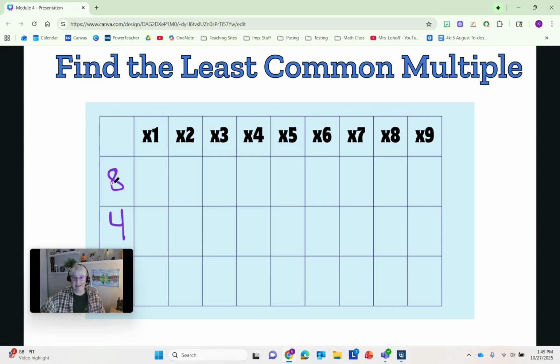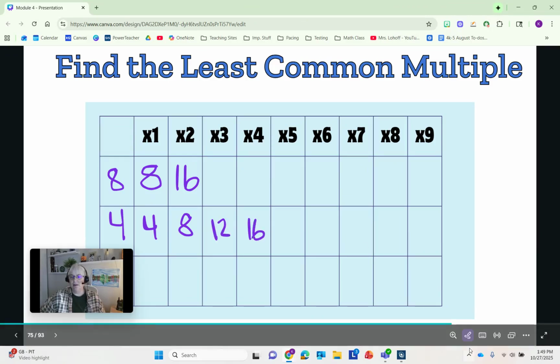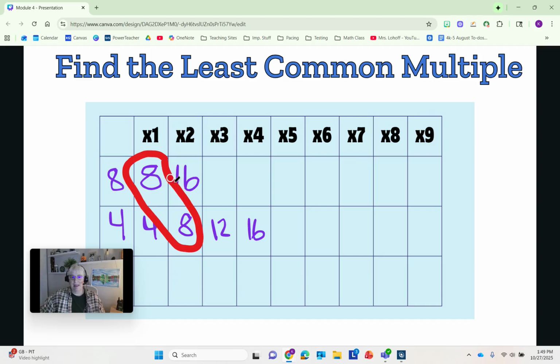So let's start with 8. 8 times 1 is 8. 8 times 2 is 16. Hey, wait a minute. I already know both of these numbers are going to appear in 4. 4 times 1 is 4, but 4 times 2 is 8. 4 times 3 is 12, and 4 times 4 is 16. We have two numbers in common here, the 8 and the 16.